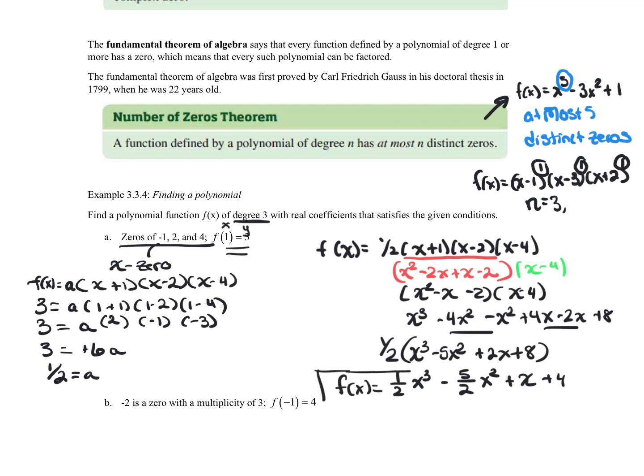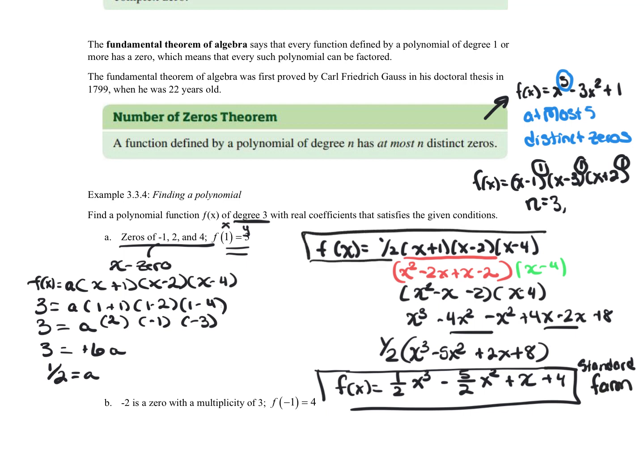So I can write it like this. This would be called standard form of a polynomial. Or I could have written it like this right here. This is factored form. And this is definitely degree 3 because I have 1, 2, 3. Or down here, I have a degree of 3. Let's try one more.